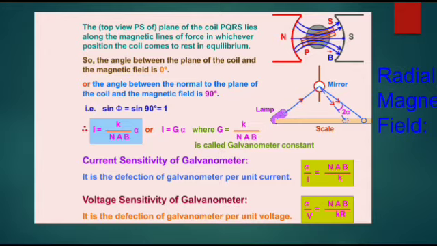At the same time, the galvanometer has sensitivity because it is a very sensitive instrument. There are two sensitivities: current sensitivity and voltage sensitivity. I'll explain what current sensitivity and voltage sensitivity are. Okay.